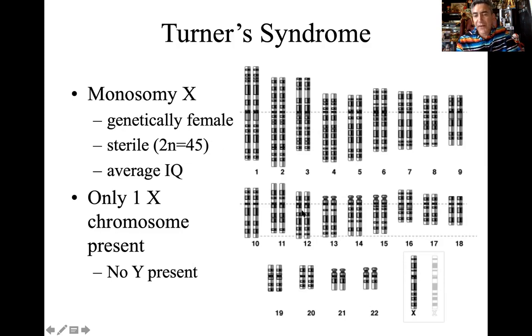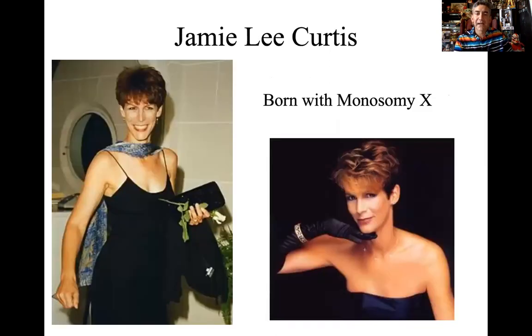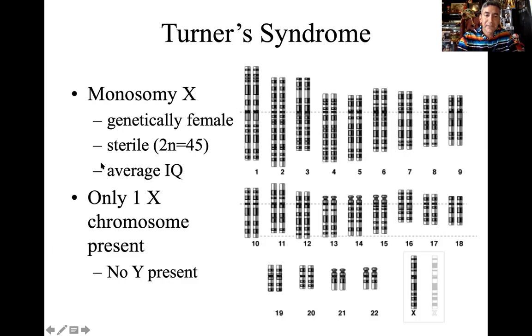Intelligence doesn't seem to be affected, right? So it's basically a normal female, again, quote unquote, normal female, but without that extra X, wrong number of chromosomes, and infertile. There's a famous actress, Jamie Lee Curtis, who actually has monosomy X. She's written some books and talked about her condition, but she's successful. She's healthy in all regards, except again, sterile and missing that X chromosome there.